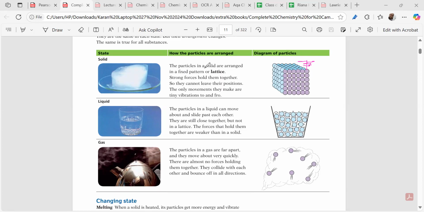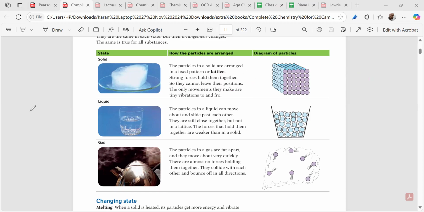This is very important. When we talk about the kinetic theory of matter, we see that the particles in solids are arranged in a fixed pattern or lattice structure. Strong forces of attraction hold them together. Second, they cannot leave their positions. The only movement they have is tiny to and fro vibrations. This is clear to you, right?